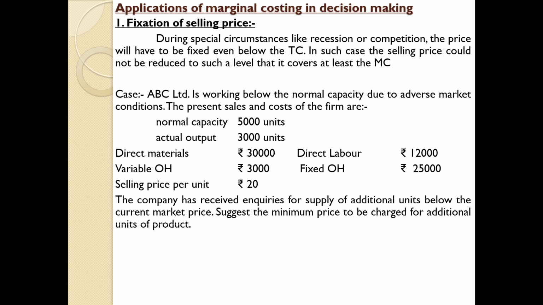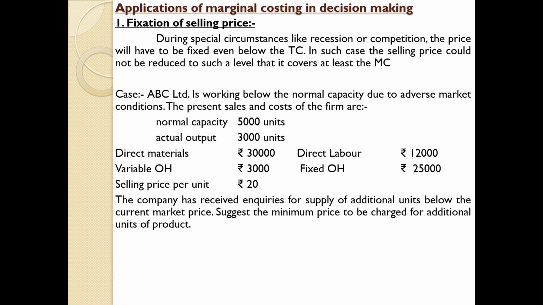Selling price per unit is 20. The company has received enquiries for supply of additional units below the current market price. Suggest the minimum price to be charged for the additional units of product. So we all know the minimum price can be till marginal cost, but till marginal cost means you have to make sure even after reducing the price till marginal cost, whether the organization is earning benefit. For that, you need to prepare a marginal cost statement.